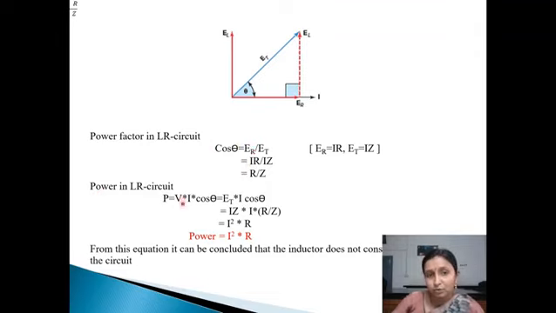So power in LR circuit. We already know that power is the product of voltage, current and the power factor. So V into I into cos phi. Here V is total EMF, ET, into total current I into cos phi. Substitute ET as IZ, so IZ into I into cos phi, which is R by Z. Substituting this, Z will be cancelled, that is impedance will be cancelled, then we get I square R. Power is equal to I square R. From this equation we conclude that the inductor does not consume any power in the circuit.